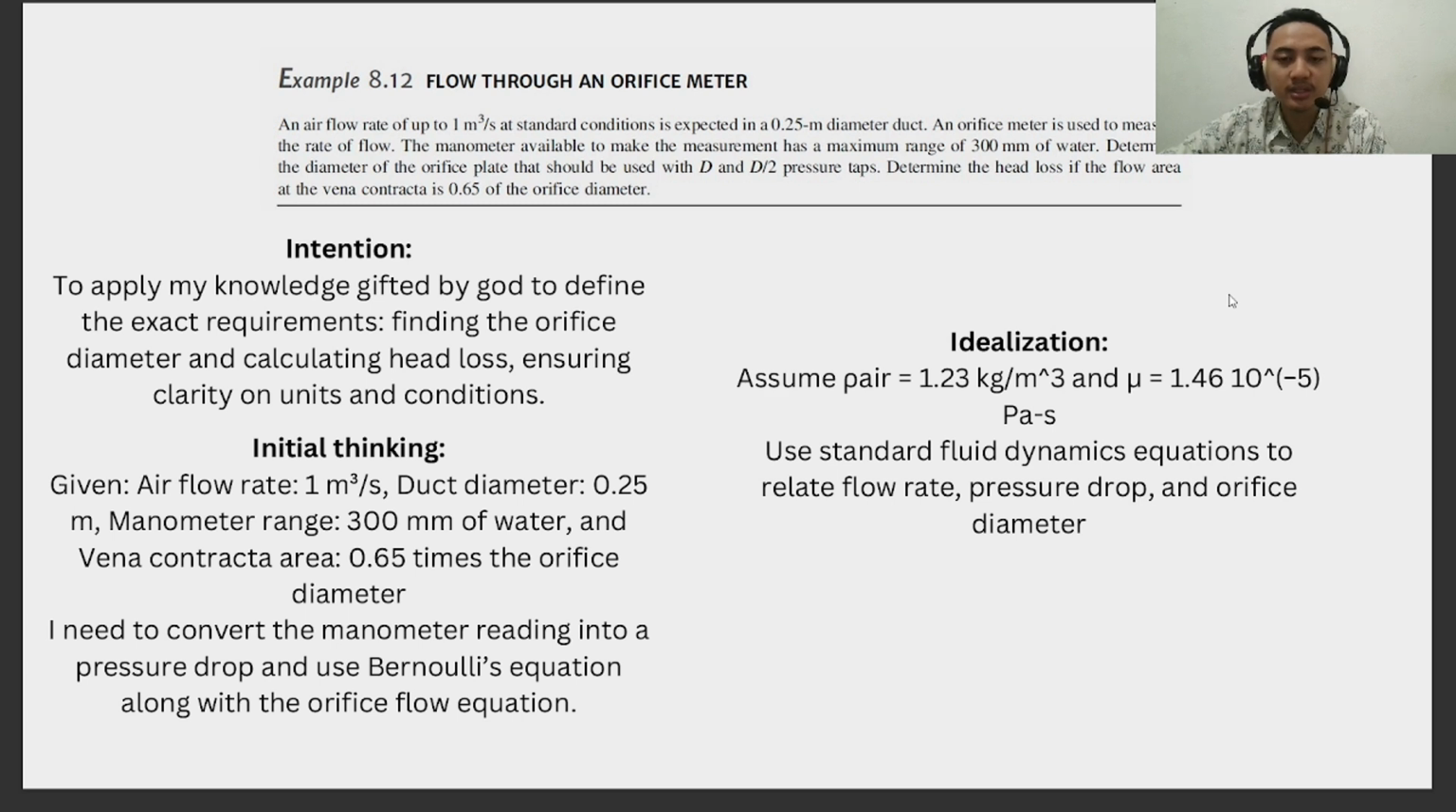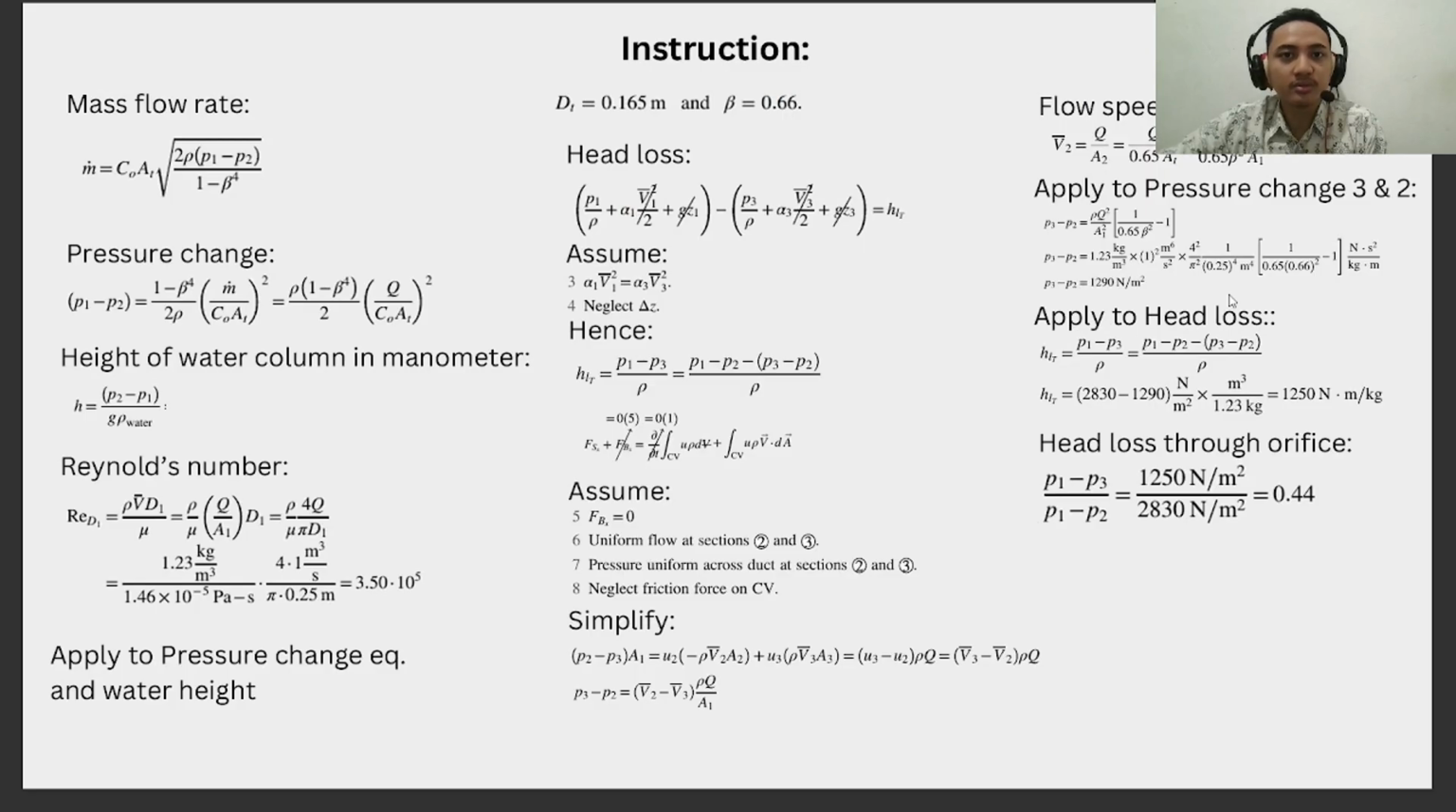And the idealization is we assume that the density of the air is 1.23 kilogram per meter cubed, and the viscosity is 1.46 times 10 to the power of -5. And we use standard fluid dynamics equations to relate flow rate, pressure drop, and orifice diameter. And then in instruction, we first must know the mass flow rate equation and then the pressure change and also the height of water column in the manometer. And then we apply it to Reynolds number and we get 3.5 times 10 to the power of 5. And then we apply it to the pressure change equation and water height.